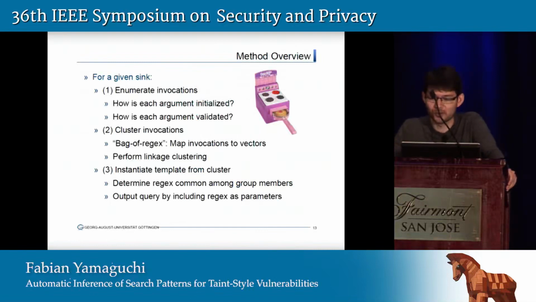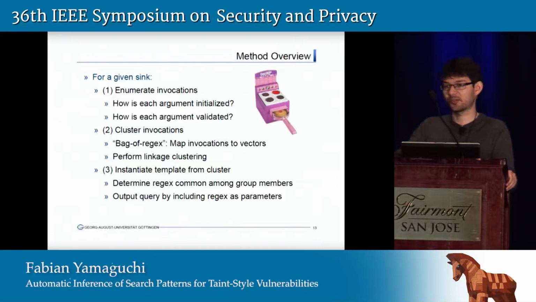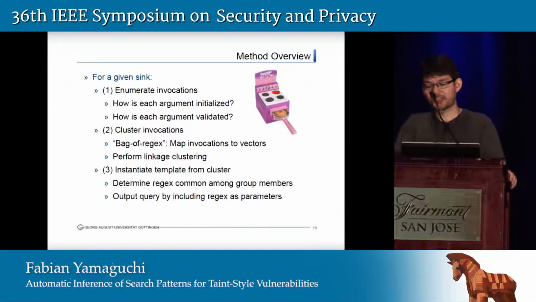Now let's take a closer look at what's inside this easy bake oven. First of all, we assume that there's a given sink, for example memcopy. Now it starts to enumerate the different kinds of invocations. What I mean by that is that we take a look at how the arguments are initialized, each of them separately, and how they are validated. We then try to find similar invocations by clustering them, and that's where we use our bag of regex mapping that you'll see in a minute. Once we've performed this mapping, we do linkage clustering, so that's the clustering step. Then from each cluster, we can instantiate these templates and output a query where we insert the regex into this template. We're going to talk about these steps in detail now.